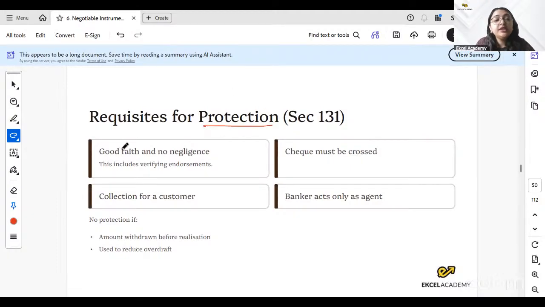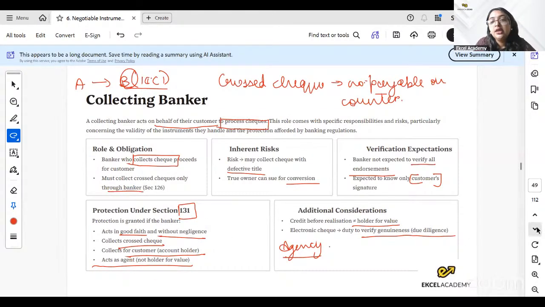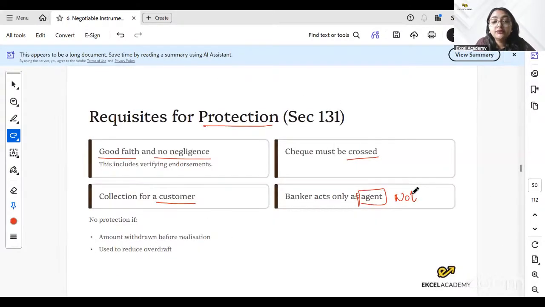That is, again, every time the banker is protected, if they have acted in good faith and without any negligence. Okay, the check must be crossed. We will be understanding the concept of crossing in detail. Collection is for their customer only and acts only as an agent. This is something that we've just studied here. So acted only as an agent, and very important, not as a holder for value. Okay, and no protection if the amount is withdrawn before realization and used to reduce overdraft.